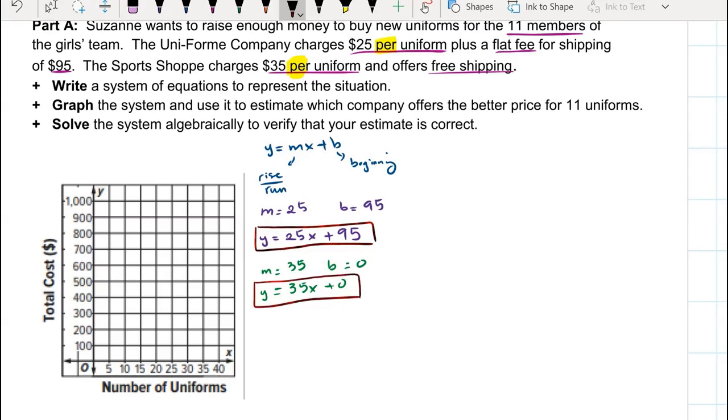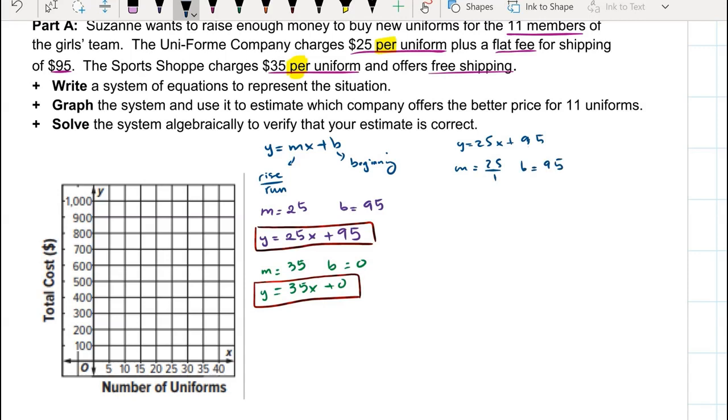Part B, we're going to graph the system. Based on the graph on my left side, I see that the x values go by 5, 10, 15, 20, 25, 30, and the y values go by 100, 200, 300, 400. With the information that we have, if I want to graph the first one, y equals 25x plus 95, we know the slope is 25 over 1 and b is 95. So our starting point is 95.